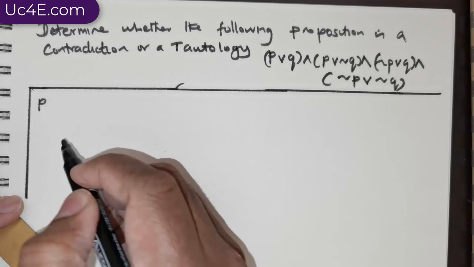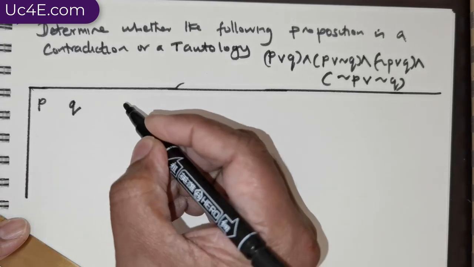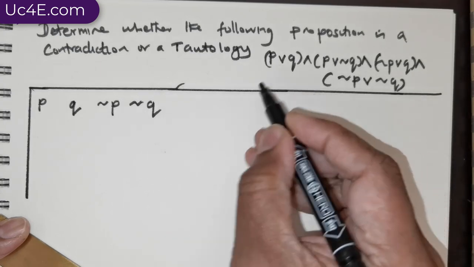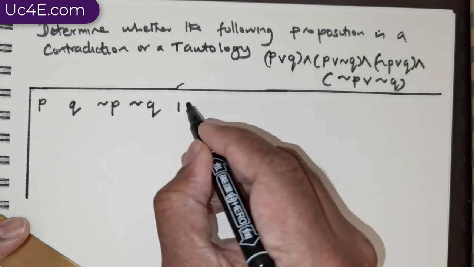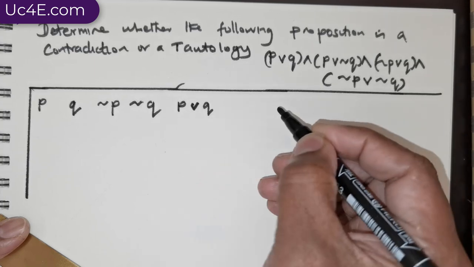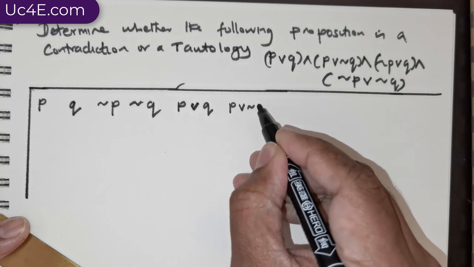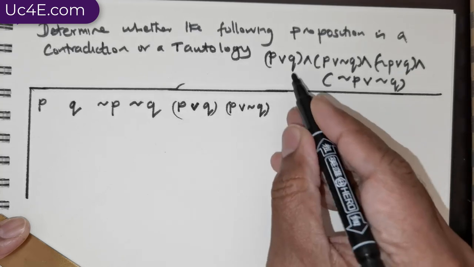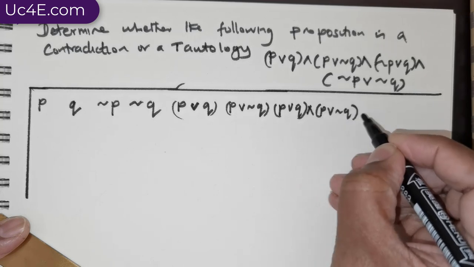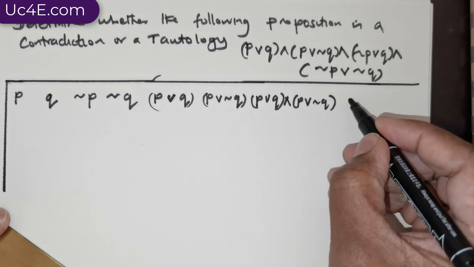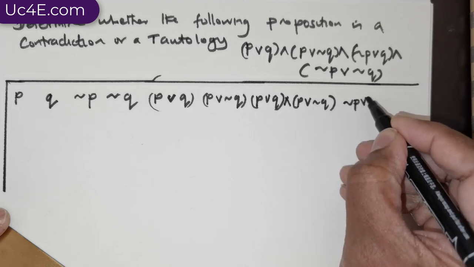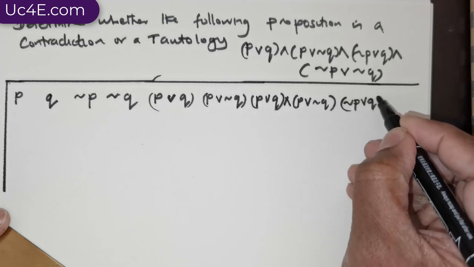It's going to be P and then Q, followed by we need to calculate the negation of P, negation of Q, and then we need to find the disjunction P, PVQ, and then PV negation of Q, and then PVQ conjunction PV negation of Q, and then, this is going to be a long one, negation of P disjunction Q. This has to be obtained.